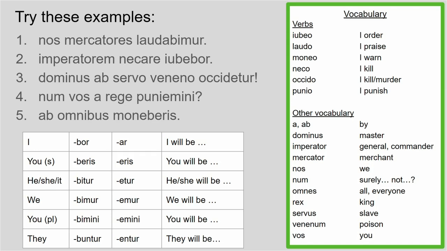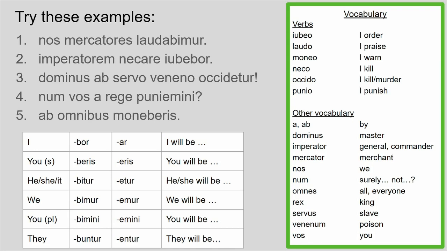Number 3, dominus a servo veneno occidetur. Occidetur is my verb. I could really easily confuse this with the present. However, I look down my endings and I see that it is a third person singular of the future tense. So he or she will be killed or murdered. Now I need to find a nominative. Yes, I do have one. It's the dominus. So dominus, the master, will be killed. A servo is an ablative of agent, by the slave. Veneno, ablative of instrument, with poison. The master will be killed by his slave with poison.